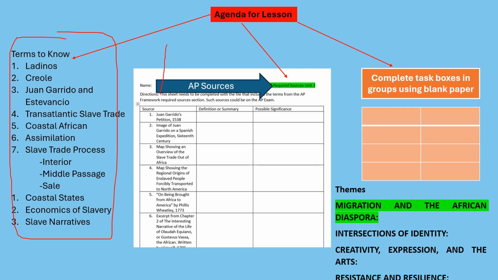You can use this chart here where you see the source name, and you want to try to have a definition as well as the possible significance of the image or the source. For today's class, you're going to be using this chart, a blank sheet of paper, and you'll see a task on the slide. And then that task is going to direct you to place that information in one of these boxes. The themes addressed are primarily this one here.